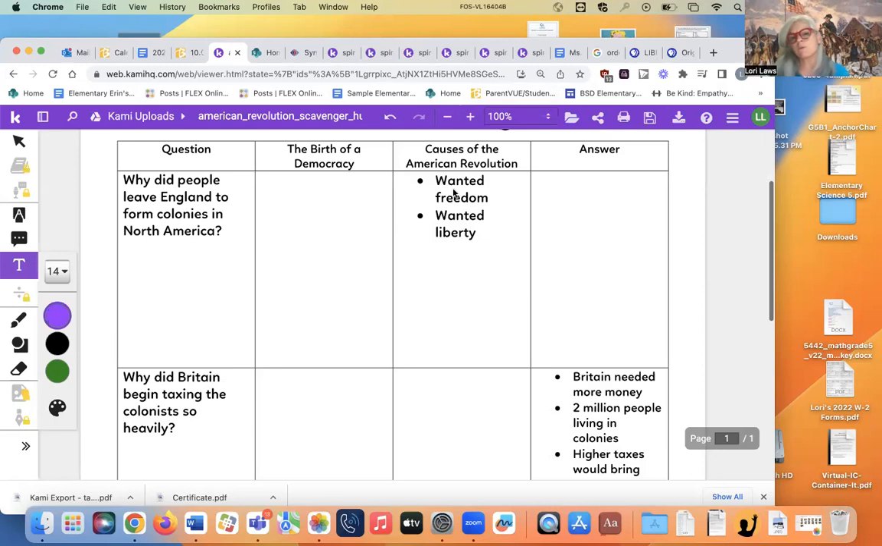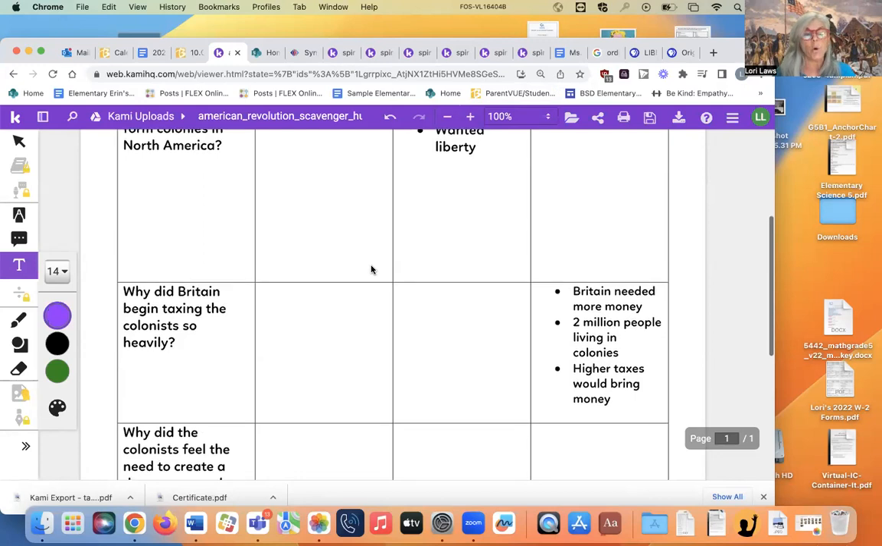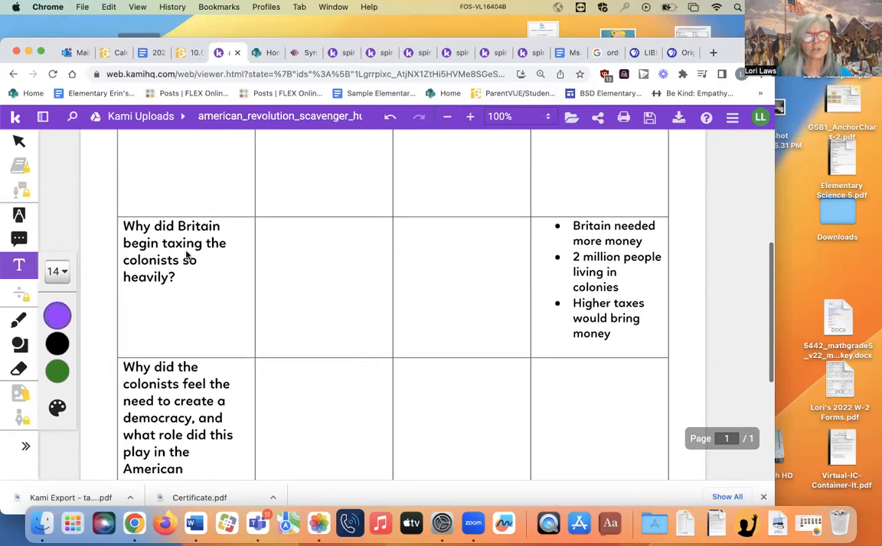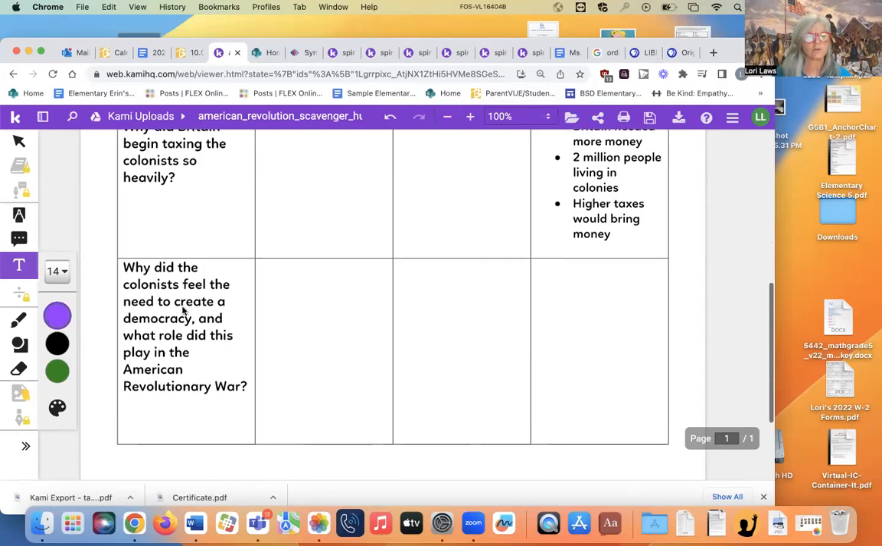They wanted freedom. They wanted religious freedom. They wanted to be able to rule themselves. They wanted farms and land, and they wanted stuff. They wanted trees and gold. Why did Britain begin taxing them? We've talked about that a lot too, right? They needed money because they had just fought some really expensive wars, and they also wanted to control the colonists and keep them under control.